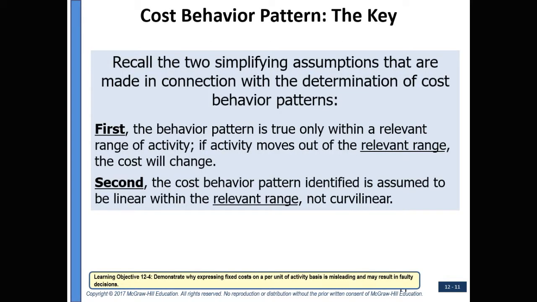Recall the two simplifying assumptions that are made in connection with a determination of a cost behavior. First, the behavior pattern is true only within a relevant range of activity. If activity moves out of that relevant range, costs will change. Second, the cost behavior pattern identified is assumed to be linear within that relevant range, not curvilinear. So let's look at how that actually works.